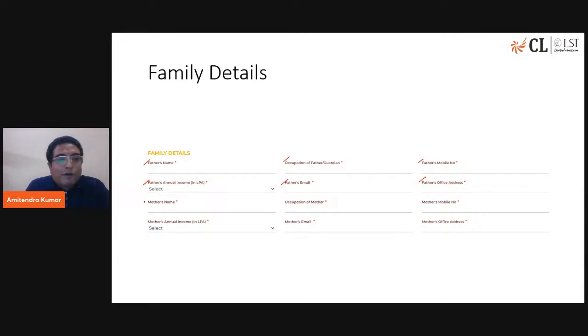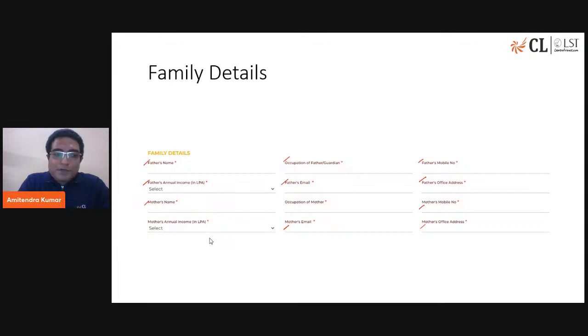Same in the case of your mother's. You have to give the particulars, details about your mother, whether she is a housewife, working, or retired. As the case may be, you will type over here, give the mobile number, office address, email address, and from the drop down, you will select the range of the annual income. It could be nil or any of the ranges given in the drop down.